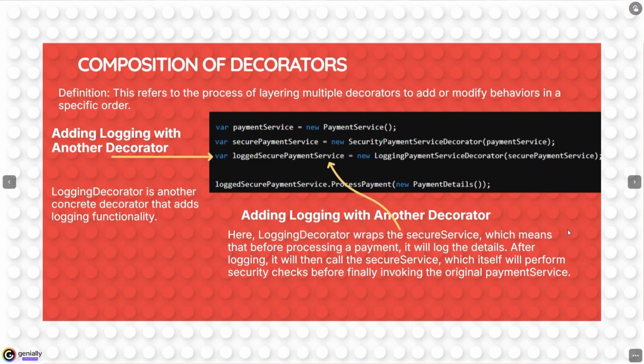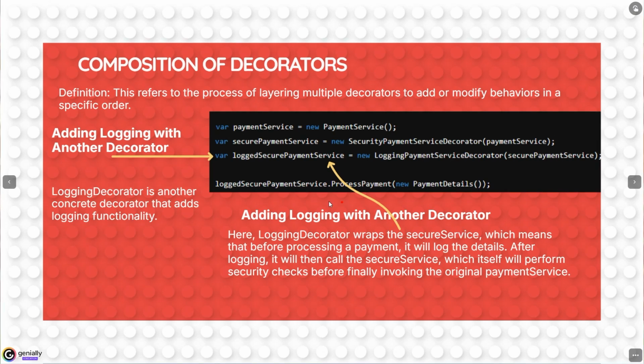So here we have another composition of decorators. Here we add logging as another decorator. As you see, the logging decorator is another concrete decorator that adds logging functionality. Here the logging decorator wraps the secure service, which means that before processing a payment, it will log the details. After logging, it will then call the secure service, which itself will perform security checks before finally invoking the original payment service.